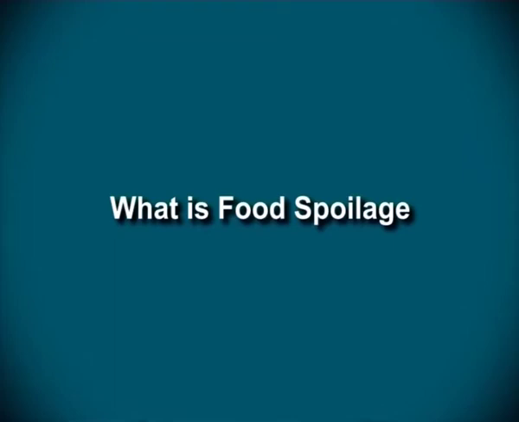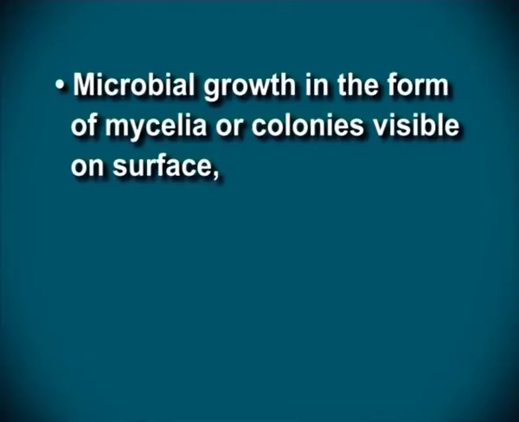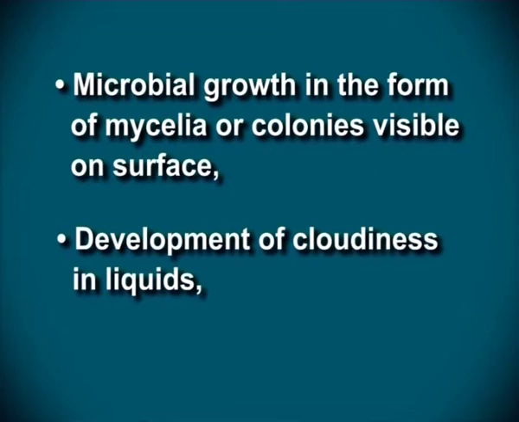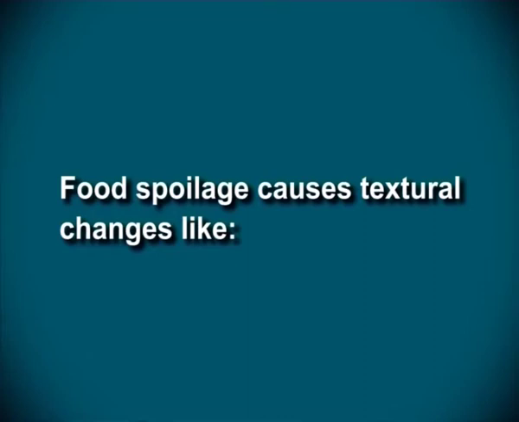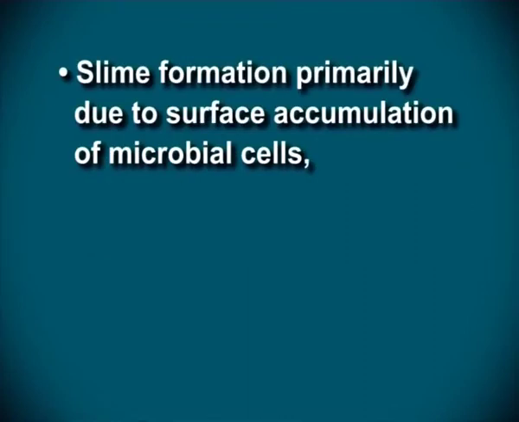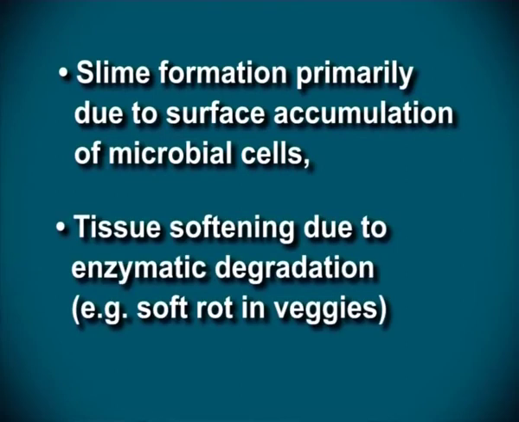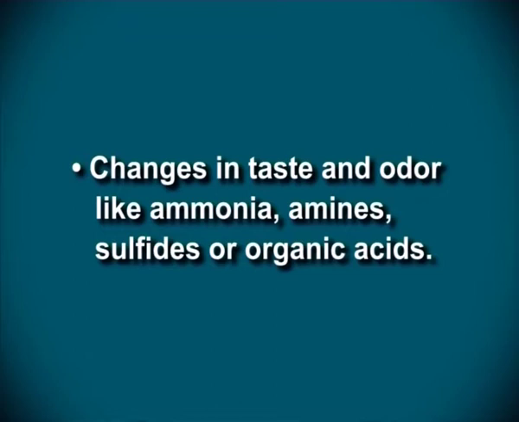What is food spoilage? We say food has spoiled when it looks bad, which means there is microbial growth in the form of mycelia or colonies visible on the surface, development of cloudiness in liquids, or changes in food color. Food spoilage causes textural changes like slime formation, primarily due to the surface accumulation of microbial cells, and tissue softening due to enzymatic degradation, for example, soft rot of vegetables. It also causes changes in taste and odor, like ammonia, amines, sulfides or organic acids.